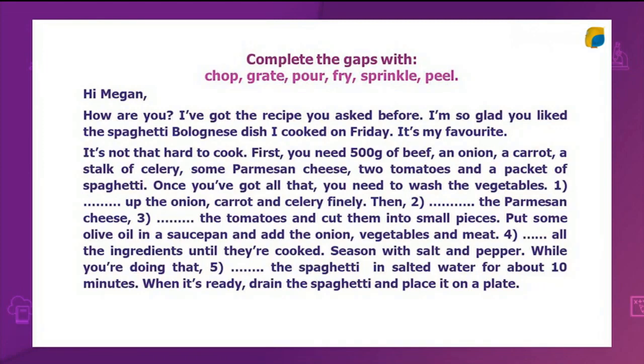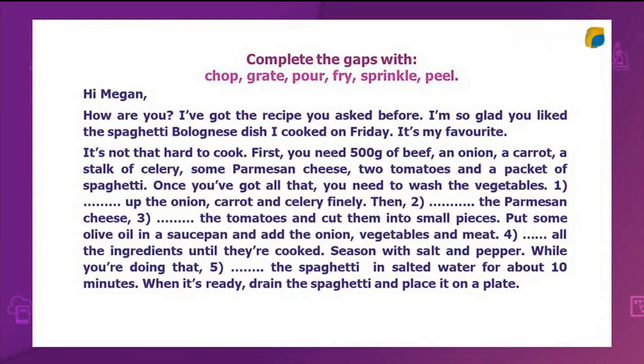Once you've got all that, you need to wash the vegetables. Chop up the onion, carrot, and celery finely. Then, grate the Parmesan cheese, peel the tomatoes, and cut them into small pieces. Put some olive oil in a saucepan and add the onion, vegetables, and meat. Fry all the ingredients until they're cooked. Season with salt and pepper.